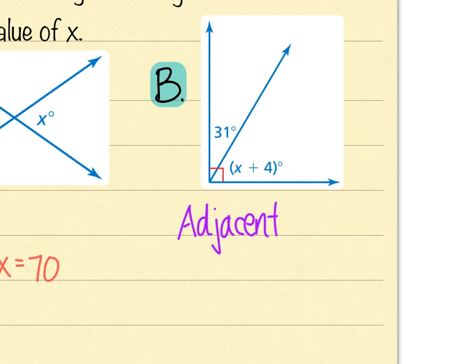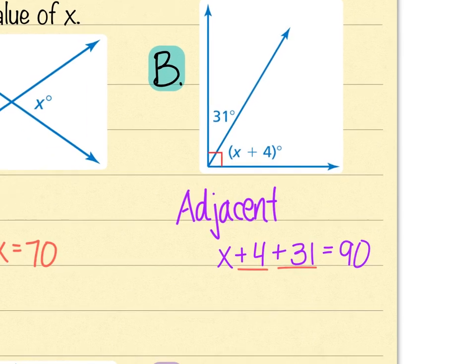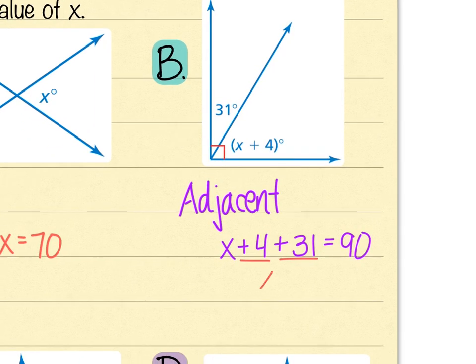And so to do that, I'm going to say that the x plus 4 angle plus the 31-degree angle together will equal 90 degrees. And we're just going to solve this equation for x. The first thing you would do solving this equation is you would combine those two like terms, the 4 and the 31 there. They're both positive. So we're going to combine those together to get x plus 35 equals 90. 31 plus 4 is 35.